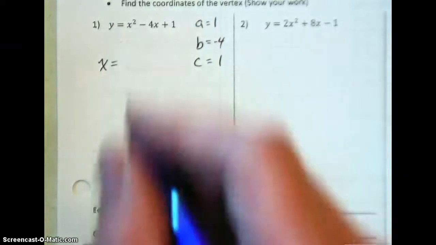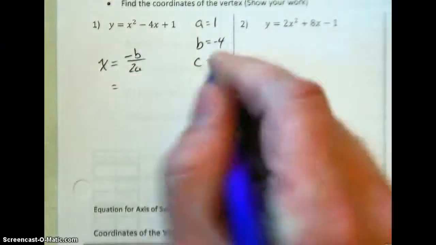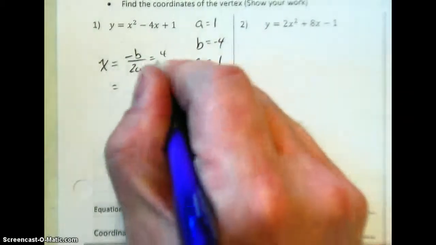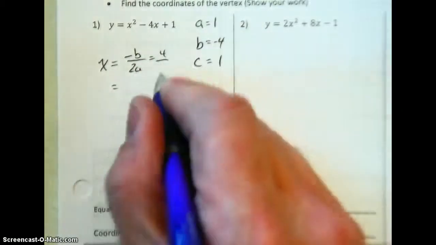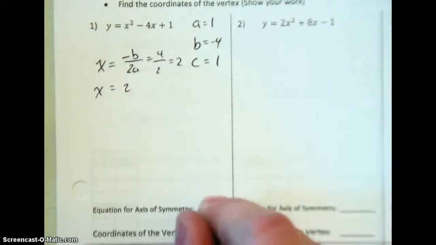2, yeah. So we put opposite of b over 2a. That opposite of b makes that a positive 4 over 2 times 1, and you got 2. Most of you got that. Remember, it's an equation, x equals 2.